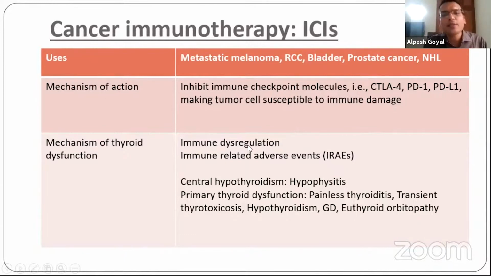They cause immune dysregulation, and they can result in immune-related adverse events in various organs, including skin, where they can cause rash and pruritus. In gastrointestinal tract, they can result in colitis and hepatitis. In terms of endocrine adverse events, you can have effect on pituitary and thyroid. In pituitary, you could develop a hypophysitis, which is very peculiar, and I shall discuss this. In terms of thyroid, you can develop primary thyroid dysfunction in form of painless thyroiditis, transient thyrotoxicosis, hypothyroidism, and rarely Graves' disease and euthyroid orbitopathy have also been described.